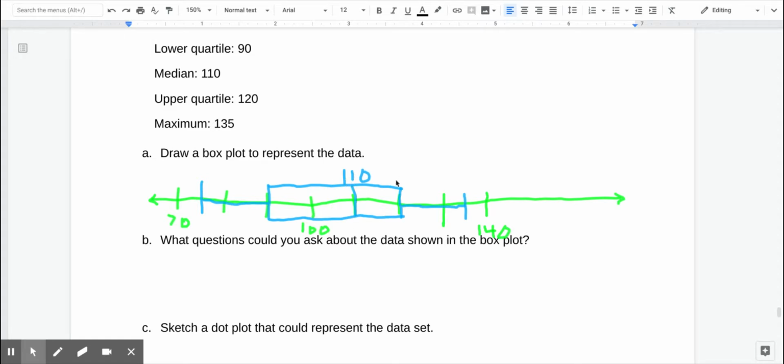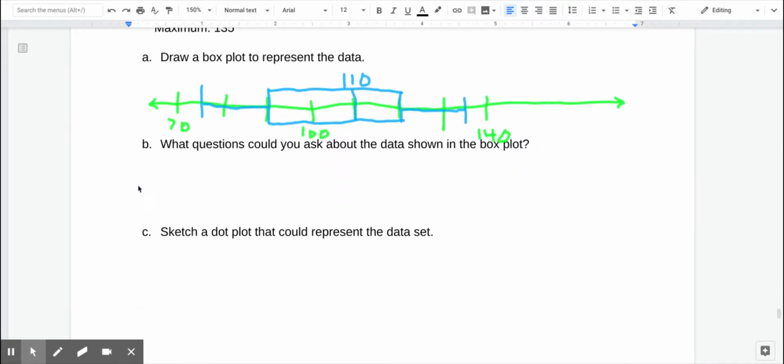I could ask what is the length of the longest movie that she surveyed, and that of course would be the maximum, 135, or what is the length of the shortest movie she surveyed. That would be 75 minutes. I could ask what lengths of movies are in the lower fourth, and that would be shown here on our box plot, anywhere between 75 and 90. So there's a whole bunch of questions you could ask using the box plot.